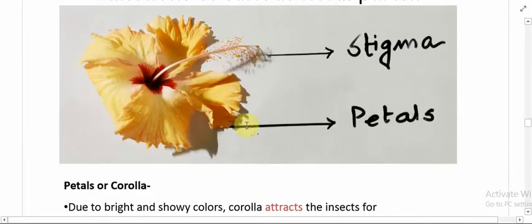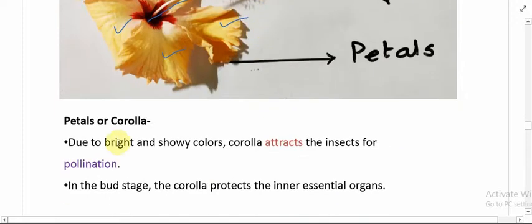Next comes corolla or petals. Look, it's so bright colored. How many petals are there? Let me count it for you. One, two, three, four, and five. Five petals are there. This is a China rose. So these are the petals. This is a stigma, this big tube-like structure that comes from inside, and there are five heads: one, two, three, four, five. So this is the corolla.